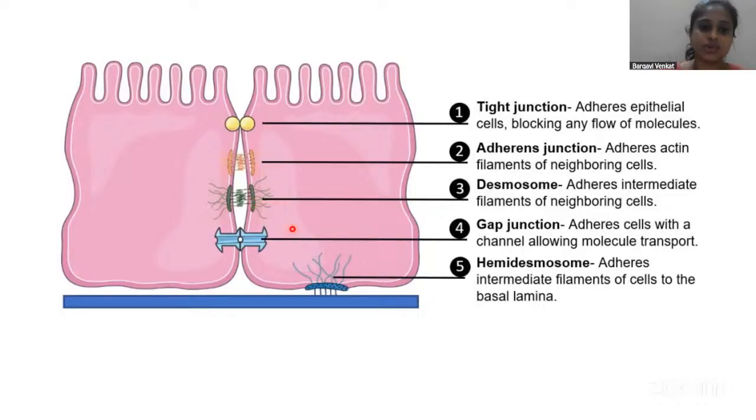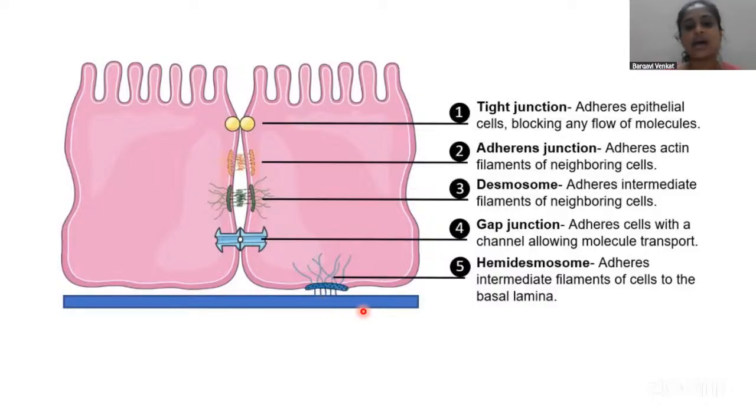And next are your desmosomes and hemidesmosomes. I'm talking about these two together because these are nothing but your intermediate filaments, which are seen in your cytoskeleton. What is the basic function of the cytoskeleton? It gives the structural framework of the epithelial cells. Each epithelial cell has its own structural framework, but to join together we have desmosomes and hemidesmosomes. Desmosomes anchor intermediate filaments of neighboring cells, and hemidesmosomes anchor the intermediate filaments of these epithelial cells to the basal lamina.